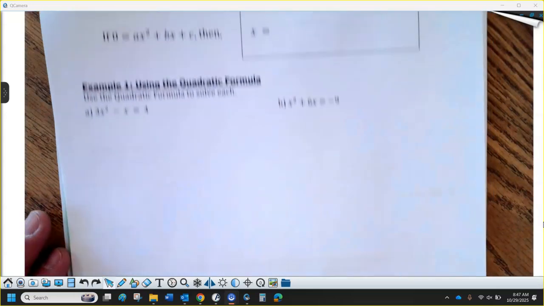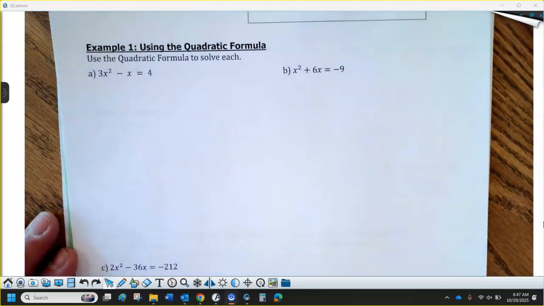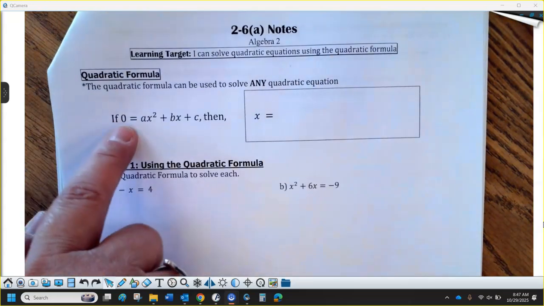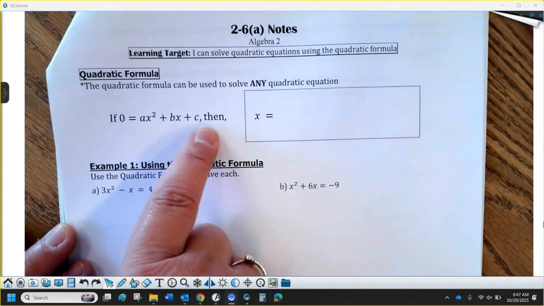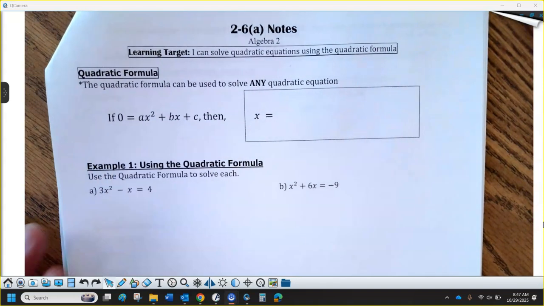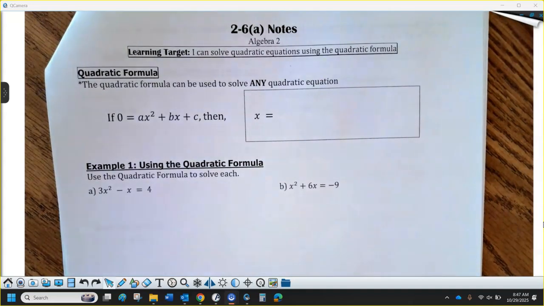So you'll see down the page here, I have some of these questions where they have a number on one side or something like that. You have to make sure it's set equal to 0. Then you identify the a, b, and c values. A is your coefficient of your x squared, b is your coefficient of x, and c is your plain number.